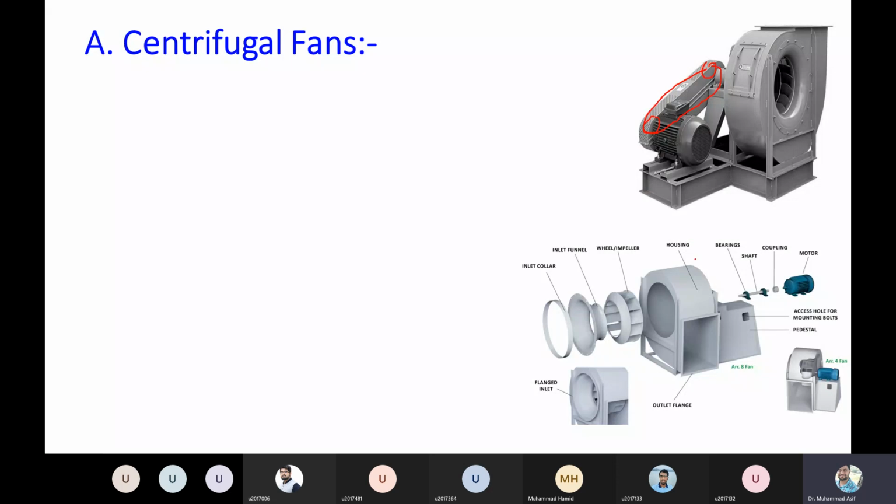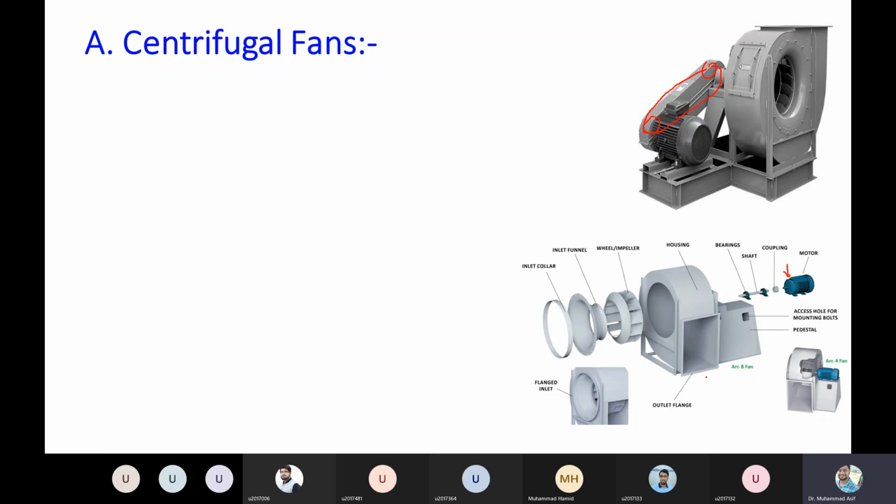Whereas they can have the direct arrangement as well. For example, in this picture, the same centrifugal blower can be directly connected with the help of a coupling. For example, this is an electric motor, on which we can mount a coupling and a shaft, so they can be directly coupled with the blower. There is an access hole for mounting the bolts as well, right?